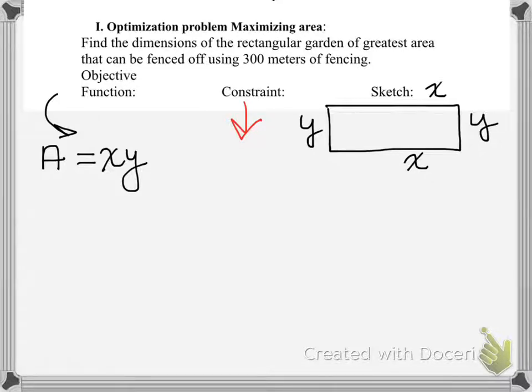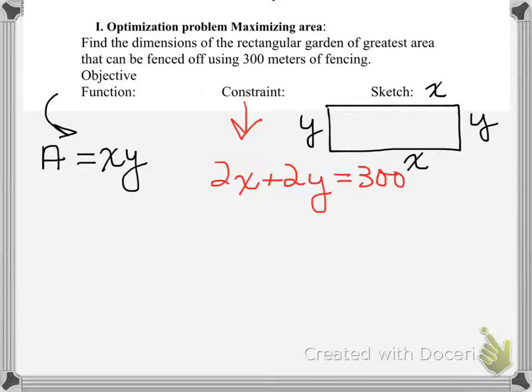Well, I have two x's, so that's 2x. Then I have two y's, and that has to equal 300. That's my constraint. So how can I use this constraint in my objective function? Well, why don't we eliminate the y?